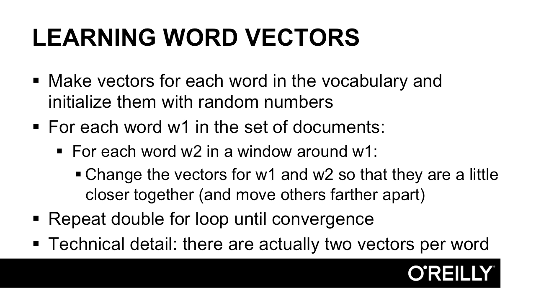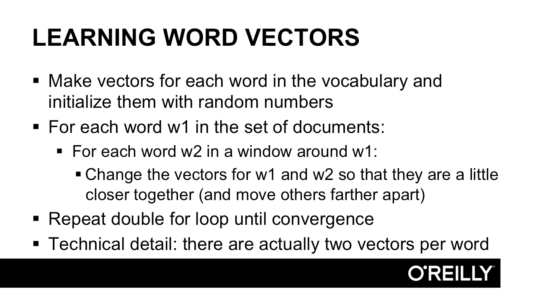And for each of the words in that window, we change the vectors for W1 and W2 so that they're a little closer together. And then we move to the next word in the outer for loop and look at all the words in its window and keep doing this again and again. We repeat this double loop until we're happy that the word vectors have converged.